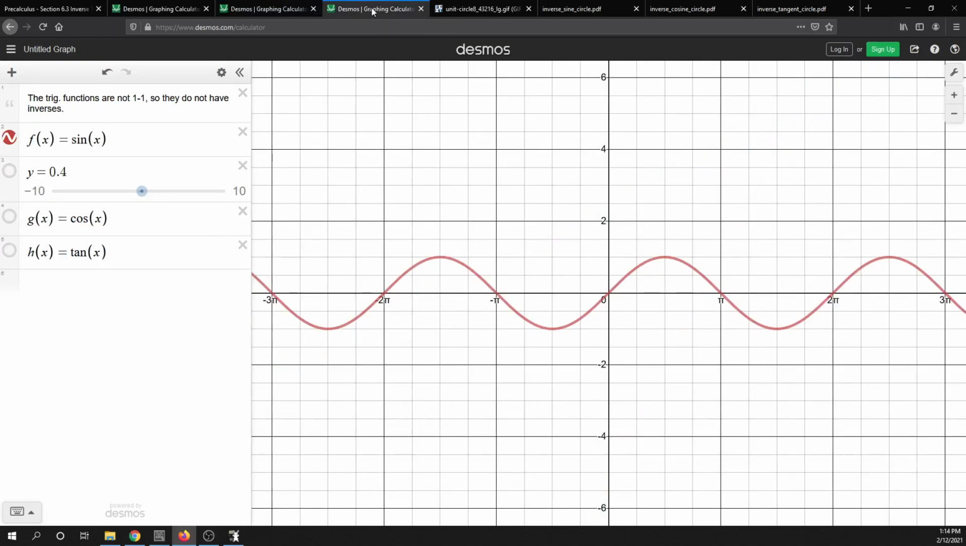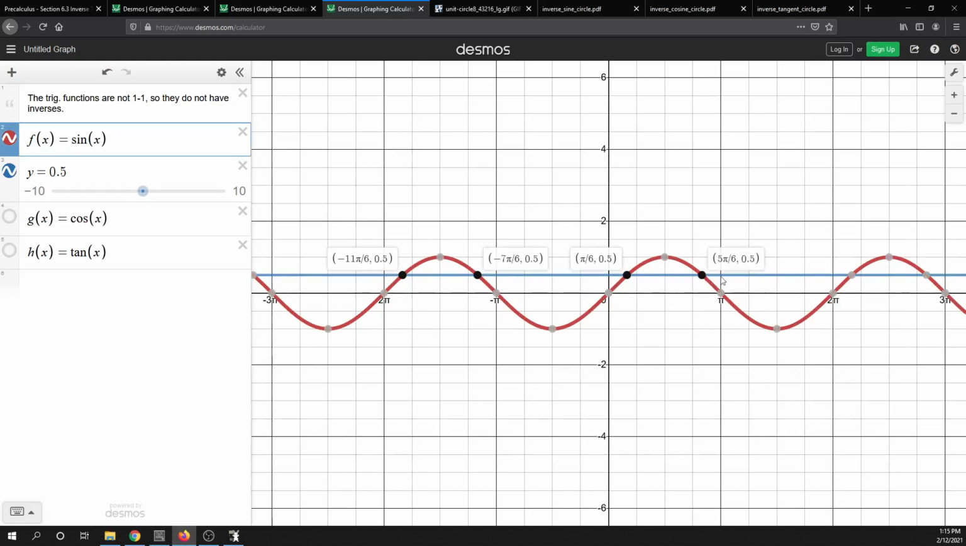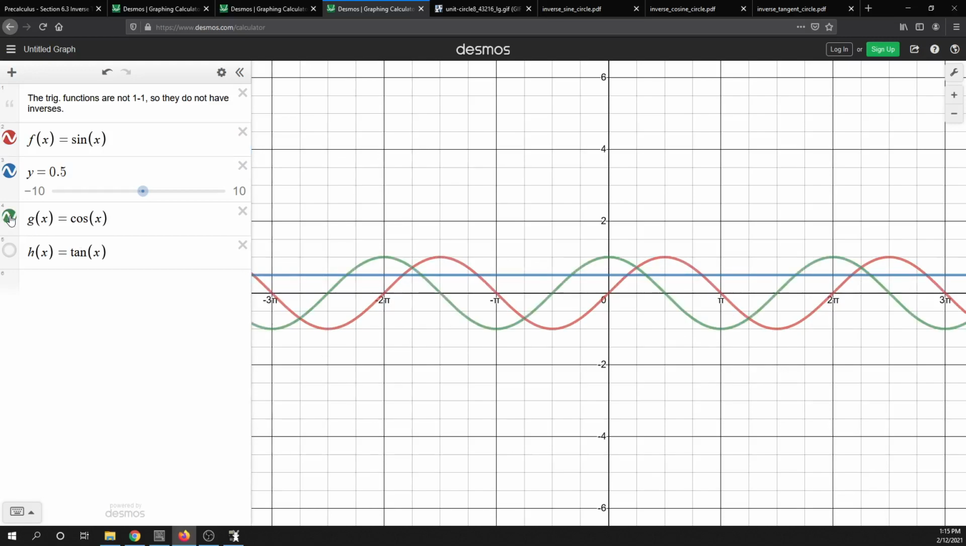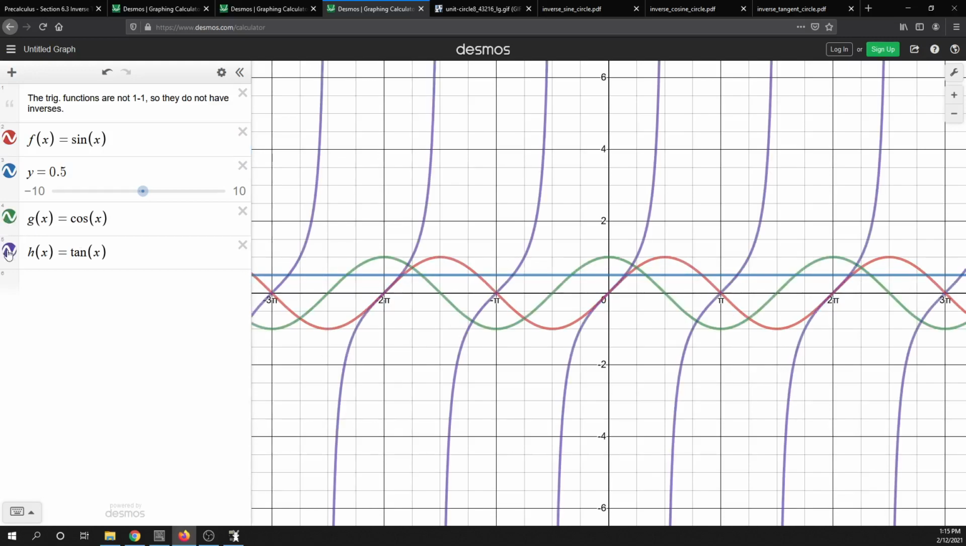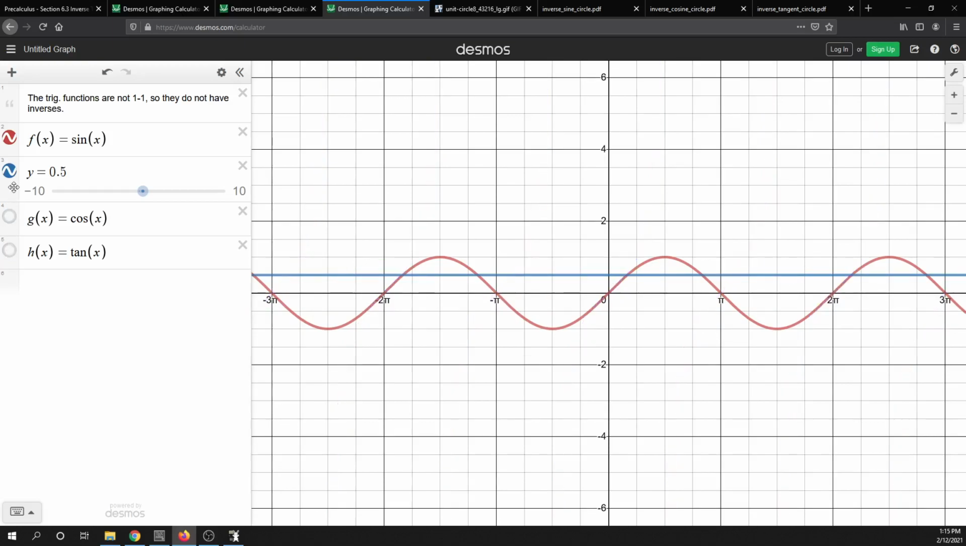Okay. And the problem is you can see the trig functions are not one-to-one. None of them are. In fact, in a big way, they are not. If I take any horizontal line, I'm going to be able to find one that cuts through any of the trig functions in infinitely many places, okay? And so that's a problem. These functions are not one-to-one. Cosine's not one-to-one, tan's not one-to-one, because they all miserably fail the horizontal line test. So that's a problem, because in order to have an inverse function, you have to be one-to-one.